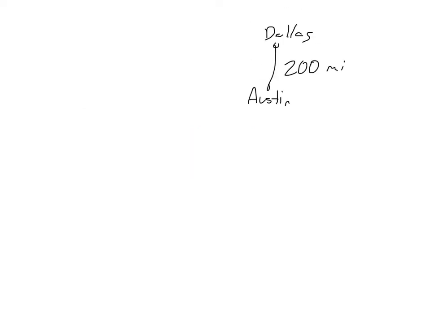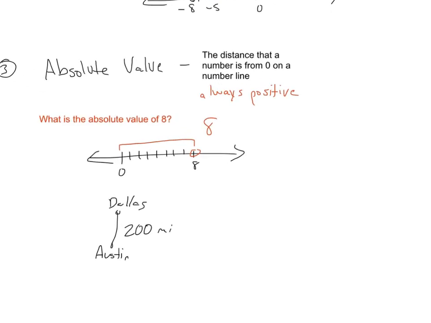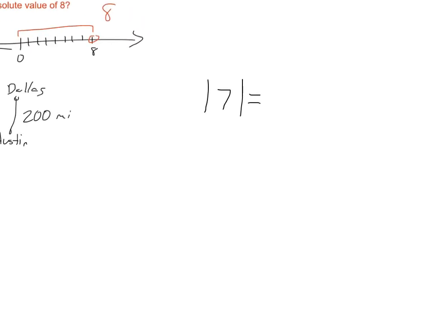So one of the ways we talk about absolute value is by using these, 2 bars like that. So if I want to know what the absolute value of 7 is, I might say that. What that means is, what is the absolute value of 7? Okay, well, how far away is 7 from 0 on a number line? Well, it's 7.